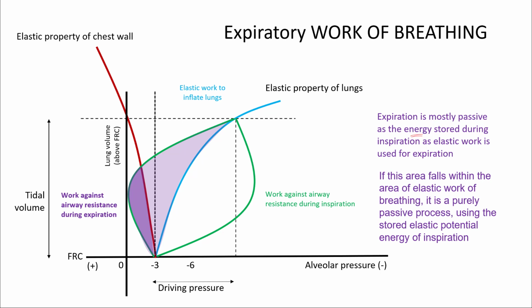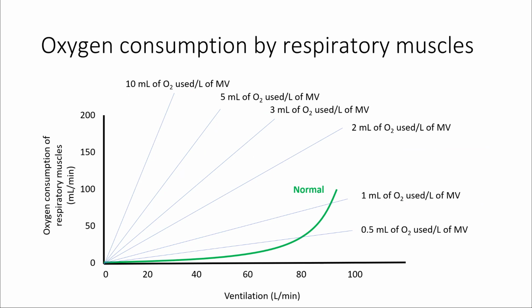A normal individual uses less than 0.5 ml of oxygen per liter of minute ventilation. However, if you start breathing faster and faster, you will see that the oxygen consumption by your respiratory muscles increases rapidly after 70 liters per minute of minute ventilation.